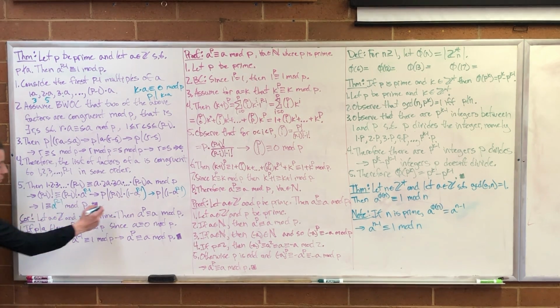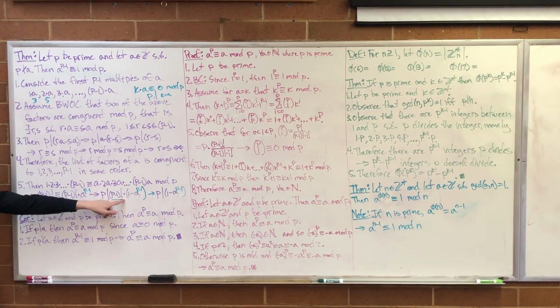Now, why do I know that p does not divide this thing? Because p minus 1 is less than p. This is (p minus 1) factorial. So if p is 7 here, then this is 1 times 2 times 3 times 4 times 5 times 6. How do I know that 7 does not divide that?